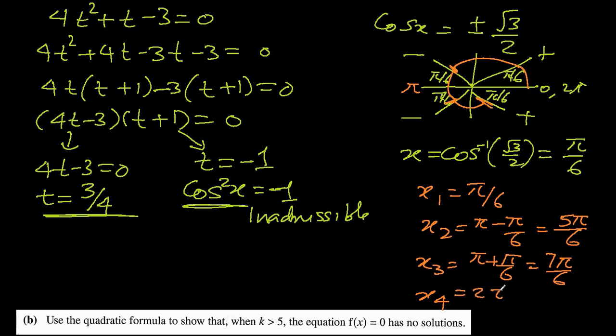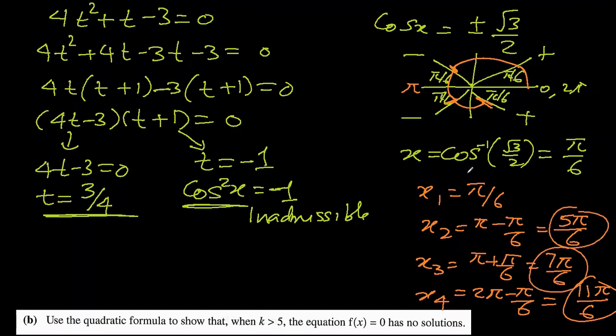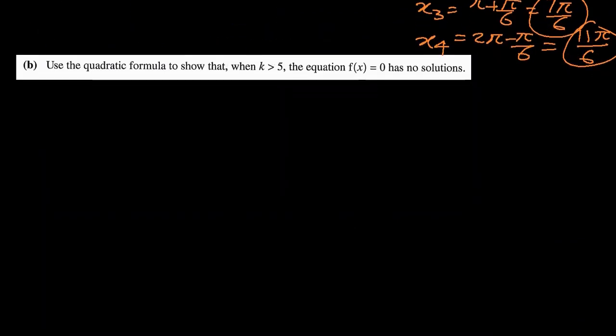2 pi minus pi by 6, which is 11 pi by 6. These are the four answers of the given equation in part A. Let's go to part B.